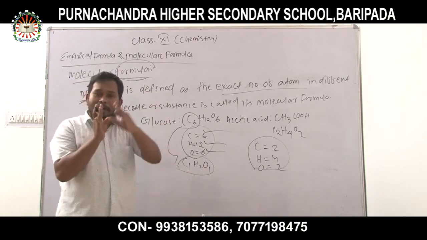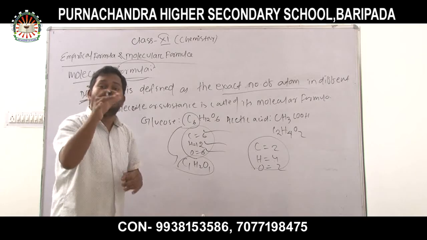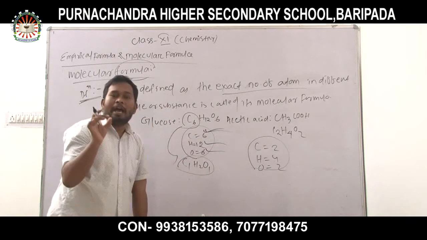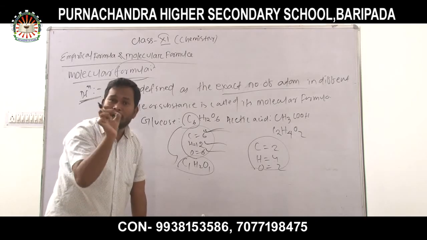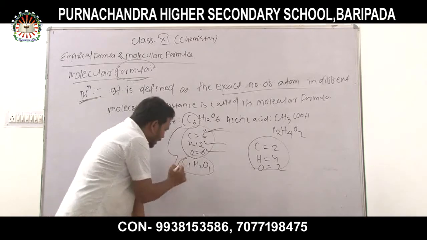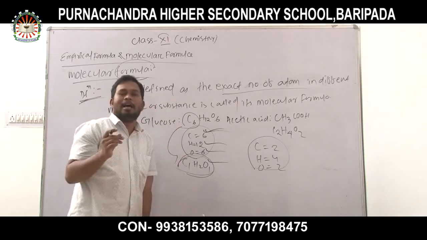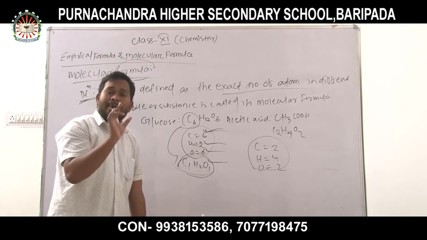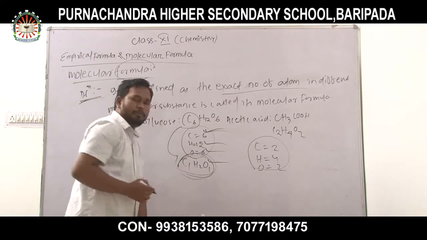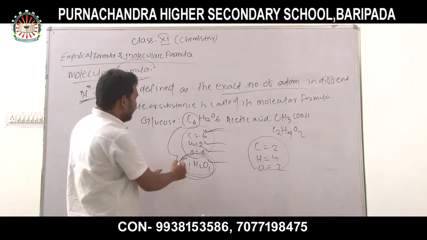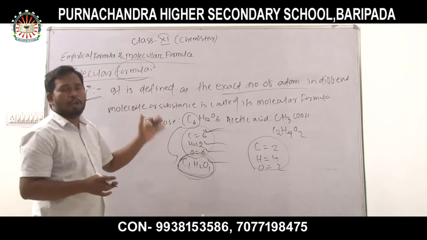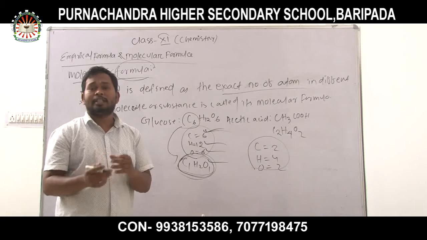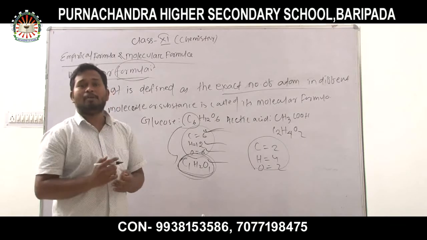So what is the difference between an empirical formula and a molecular formula? The difference is that the molecular formula gives the exact number of atoms present in that molecule, and the empirical formula defines the simplest whole number ratio of the elements or atoms present in a molecule. So I hope you understand well. This is the definition or concept of empirical formula and molecular formula. Then we proceed to the next. What is the relationship between empirical formula and molecular formula?